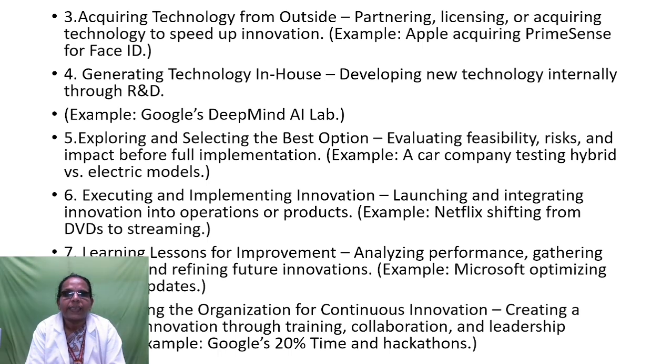Exploring and selecting the best option: evaluating feasibility, risk and impact before full implementation. Example: a car company testing hybrid versus electric models. Executing and implementing innovation: launching and integrating innovation into operations or products. Example: Netflix shifting from DVDs to streaming.